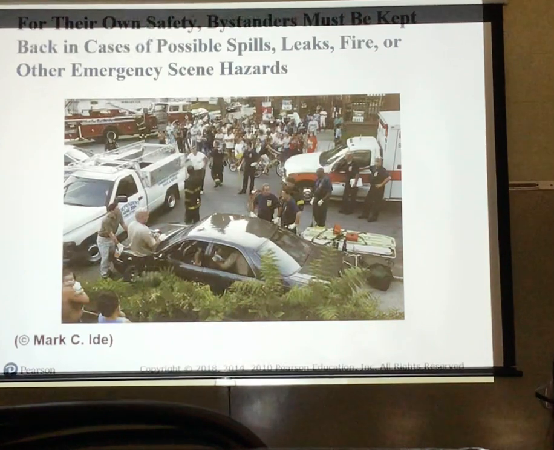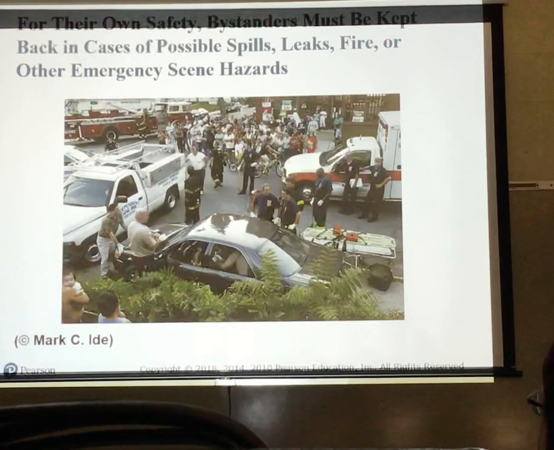Alright, for their own safety, bystanders must be kept back in cases of possible spills, leaks, fires, or other emergency scene hazards.